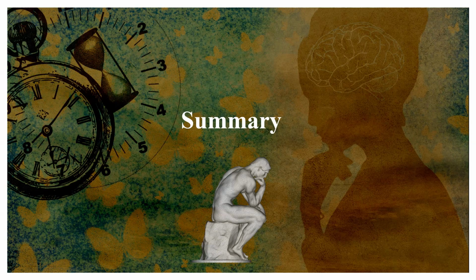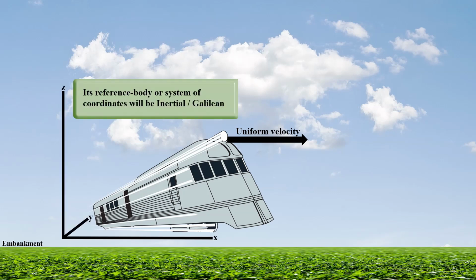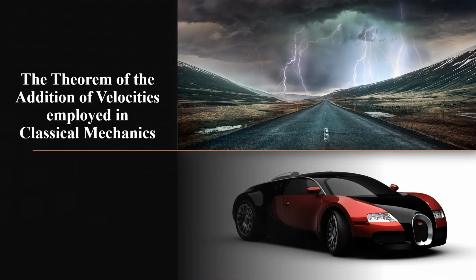To summarize, special relativity itself and its explanation is not only constrained to systems moving in a straight line with equal velocity, but this uniform motion must be relative to a system of coordinates called the Galilean System of Coordinates. Such systems are referred to as inertial frames. With that, we come to the end of this episode. Episode 3 will introduce the principle of relativity and the theorem of the addition of velocities employed in classical mechanics.